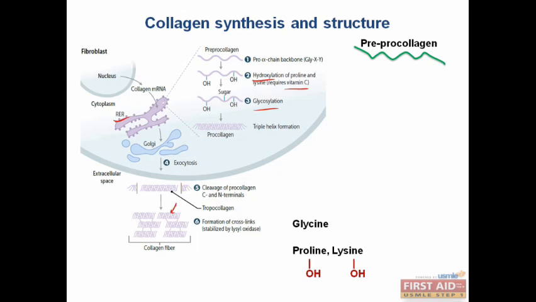The other modification in the ER is glycosylation, in which either a single glucose or galactose molecule is added, and this is only done in lysines. So why do you need to glycosylate your pre-pro collagen?